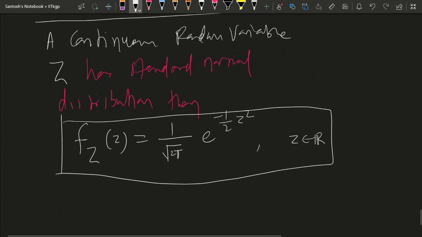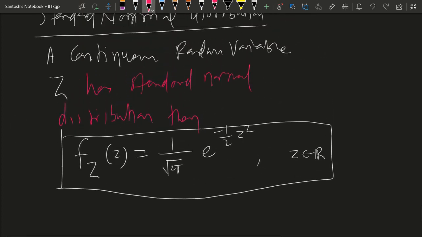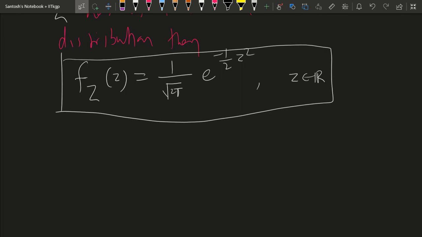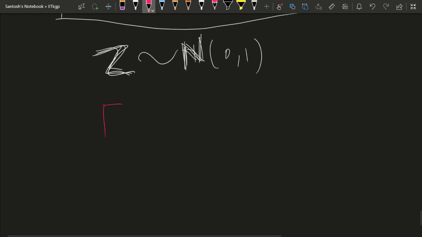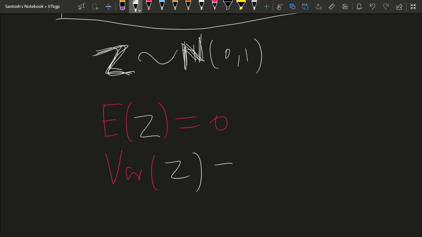So we write it like this: standard normal is a special case of normal. We usually write Z has distribution normal 0, 1. This is the notation. This Z has distribution normal 0, 1, and the expectation of Z is 0, and the variance of Z is 1.